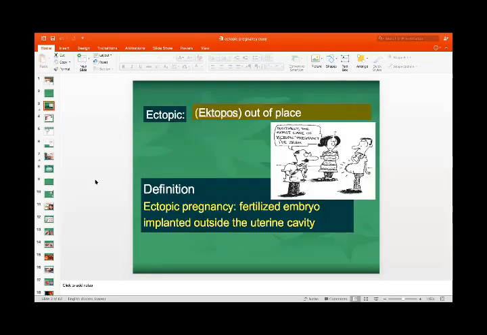Now, what is ectopic? It is a Greek word, ectopos, which means out of place. So ectopic pregnancy is a pregnancy that is implanted outside the uterus. So the fertilized embryo is implanted outside the uterine cavity. The uterine cavity is the normal site of implantation. If it is implanted on any other site than the uterine cavity, then it is called ectopic pregnancy, that is, out of place.